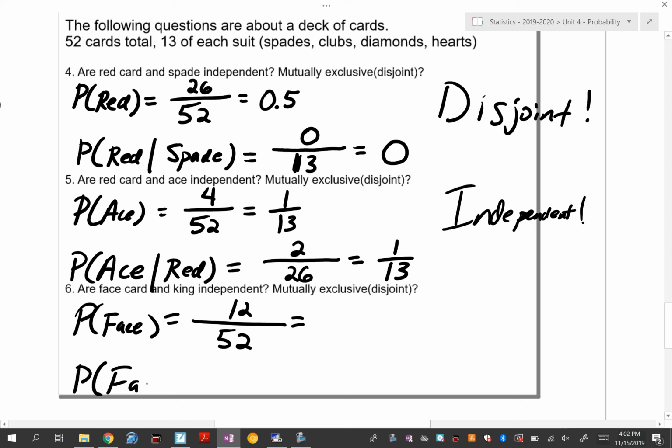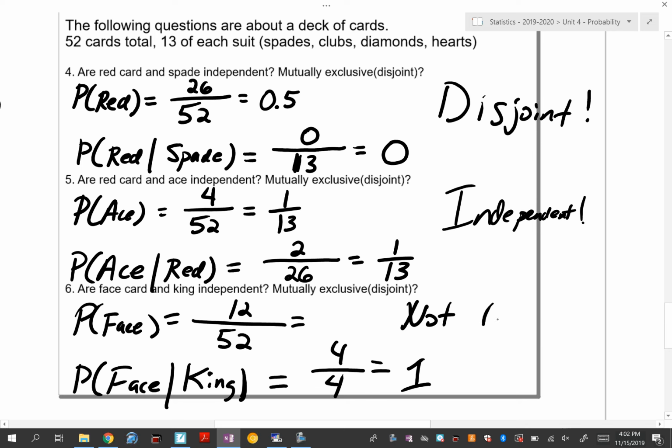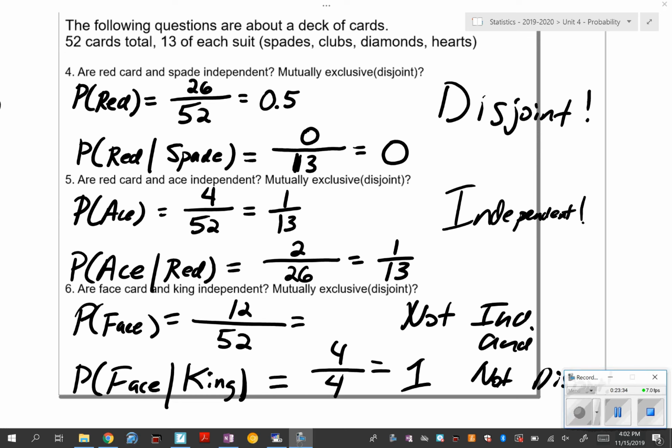Now I rewrite face, given it's a king. All right. How many kings are there? There are 4 kings. Out of those 4 kings, how many are face cards? All of them are face cards, so this is 1. Are those the same number? No. Did one go to 0? No. So they're not independent. And they're not disjoint. Neither.